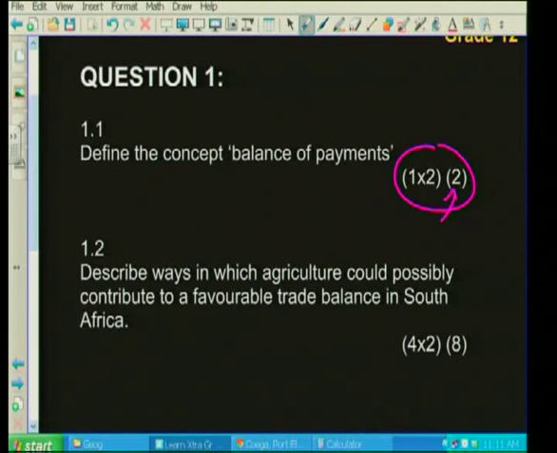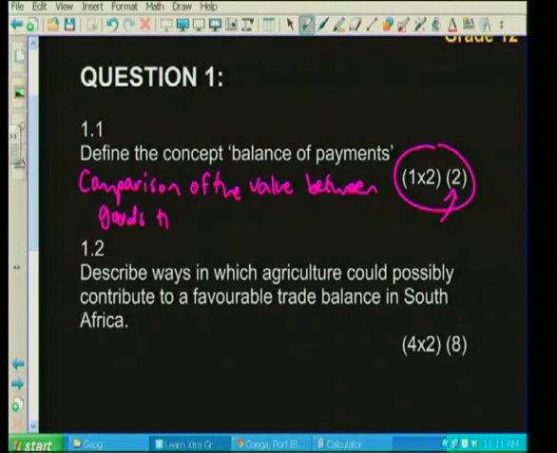Remember, a times 2 here means that we are getting marks for thinking in geography, and that's why they're doubling the points. So define the concept of balance of trade. Basically, we're talking about the comparison of the value between goods that are imported versus exported.